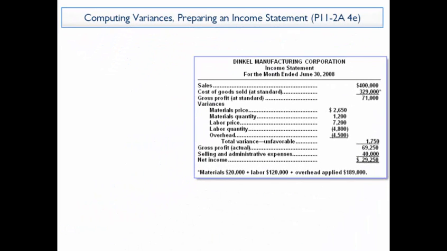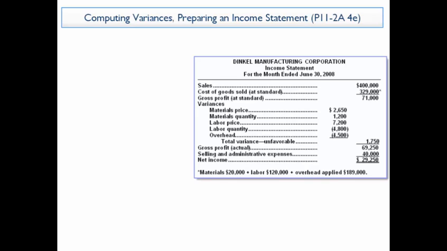The final step of this problem asks us to prepare the income statement. And you see Dinkle Manufacturing Corporation's income statement on the right side of your screen right now. What we have is sales less cost of goods sold at standard to come up with a gross profit at standard. And then we have to add in the variances that we've calculated to compute gross profit at actual. Below that we see selling and administrative expenses and net income.